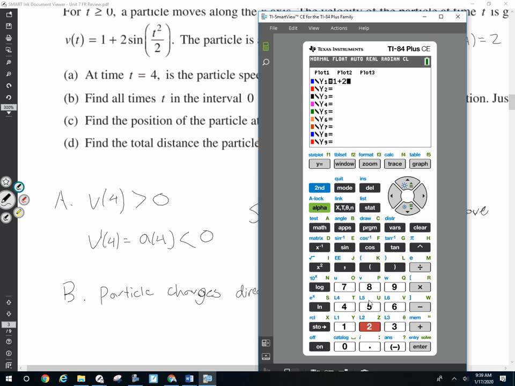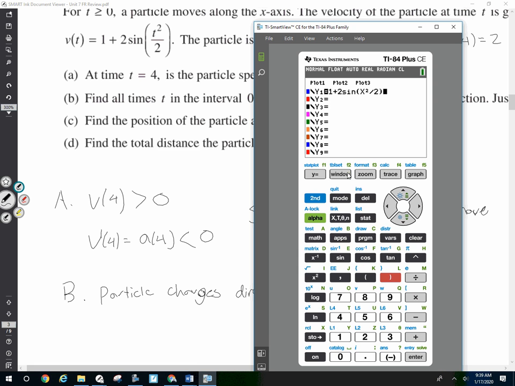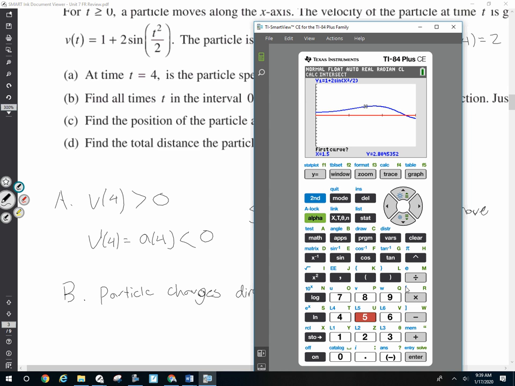1 plus 2 sine t squared over 2. I'm looking for the interval from 0 to 3, so I set my window for that interval. I see how many times it changes. Only once. I can graph y equals 0 as well to find that intersection. That's when I change signs from positive to negative. That's at t equals 2.707.